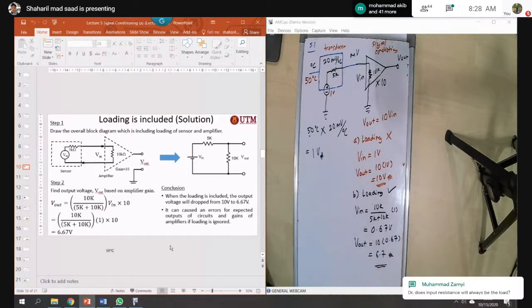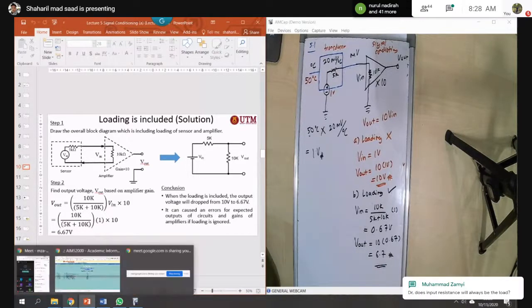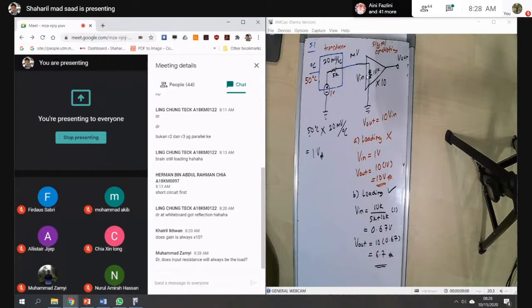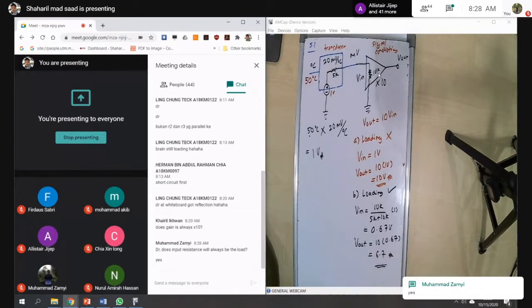You have any question? Is it clear? Doctor, will the input resistance always be the load? Muhammad Zamri, do you mean this one, 10K? Yes. Yep, it is always the load, right? Sometimes we call this one the input impedance. Okay.